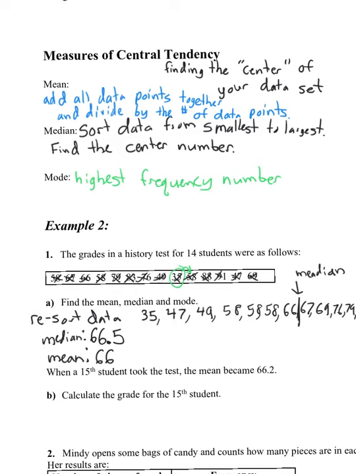All right, and then the mode, which one occurred the most frequently? Also really 58. Also really easy to see when we resort the data. You can see 3 58s in a row there. Okay, so that's our mean, median, mode.